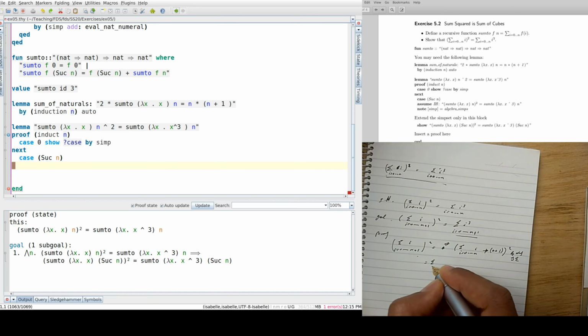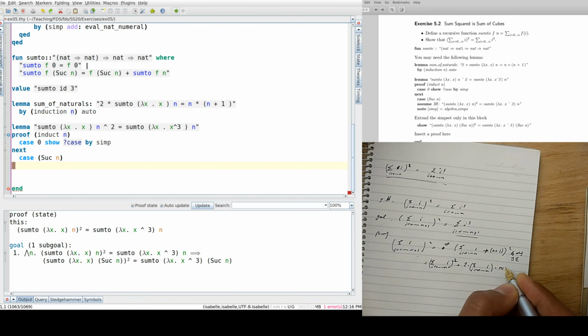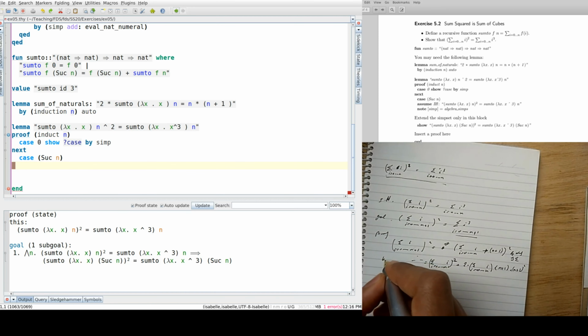So from i equals 0 up to n of i squared, plus 2 times the summation that we have multiplied by n plus 1, plus n plus 1 squared. Okay, and this is just binomial expansion.